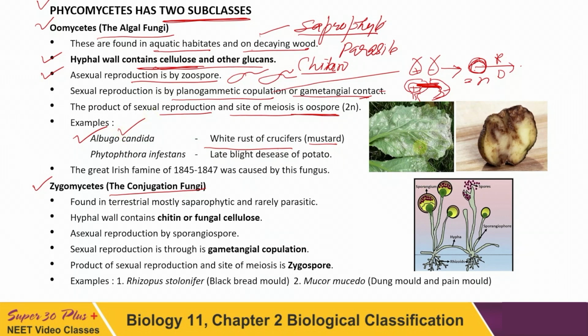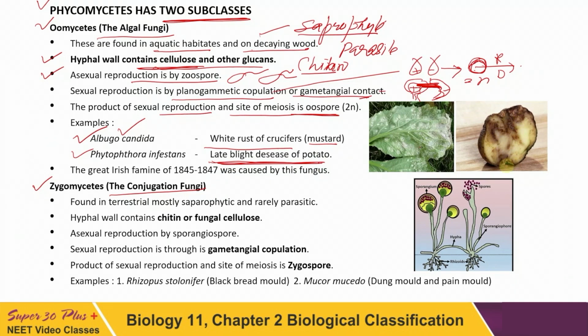Will you remember it? The second one is Phytophthora infestans. You must have seen sometimes that rotting in potato is there. Even in leaves the spots are there. That is known as late blight of potato. You must have seen rotten potato.